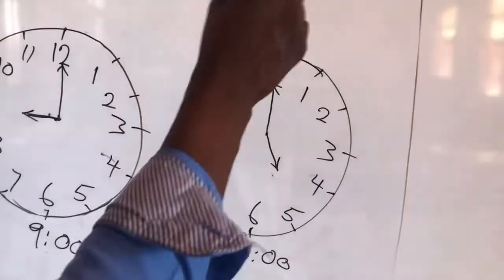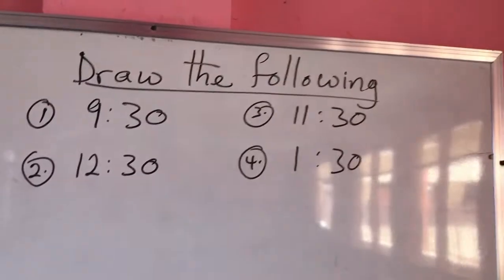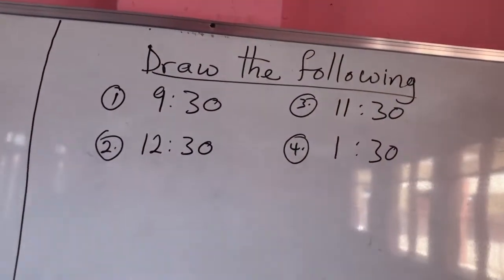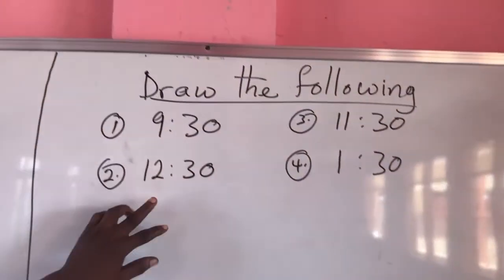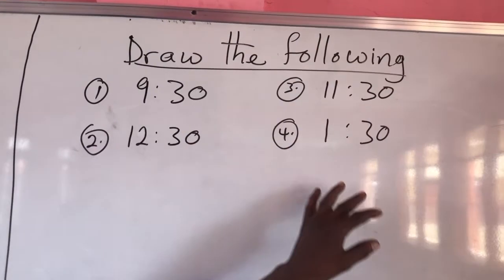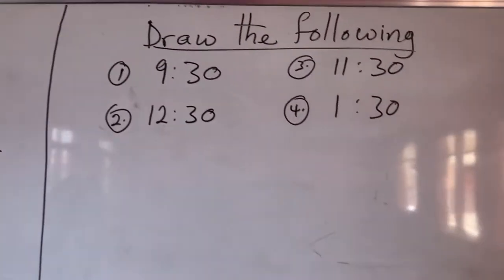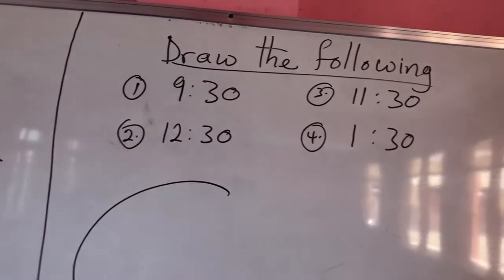Now, let's continue with the other set of examples. You can be given other examples like this. Now we are writing them in what? Halves. This is 9:30, 12:30, 11:30, 1:30. We are writing this in halves. Look at it carefully. Now I will draw my circle nicely.